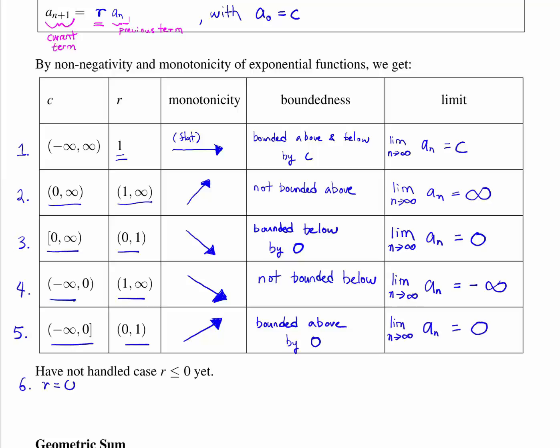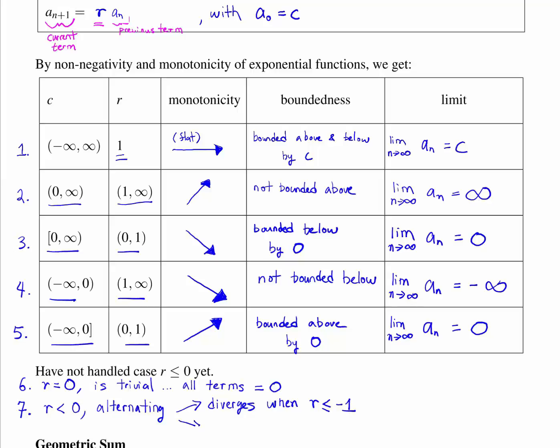r is 0 is trivial. The first term and beyond are all 0. Finally, the case where r is negative will result in an alternating geometric sequence. This makes it a little bit more complicated to analyze, but what happens is we have divergence, rather than divergence to positive or negative infinity, and this occurs when r is less than or equal to minus 1. When r is between 0 and minus 1, not including minus 1, we do have convergence to 0.